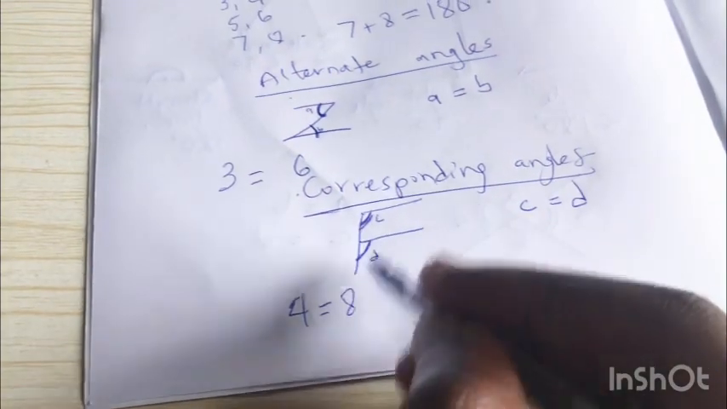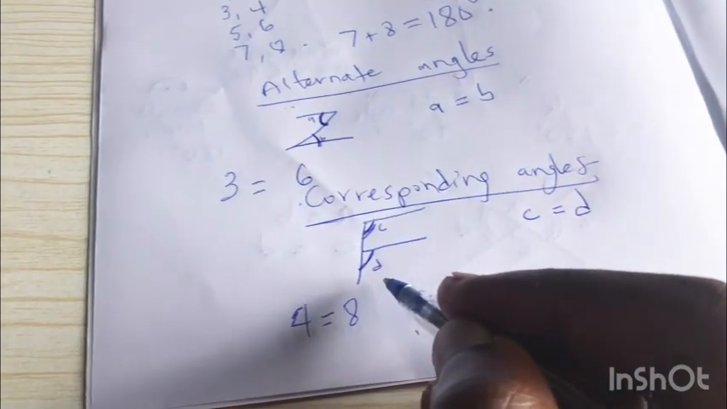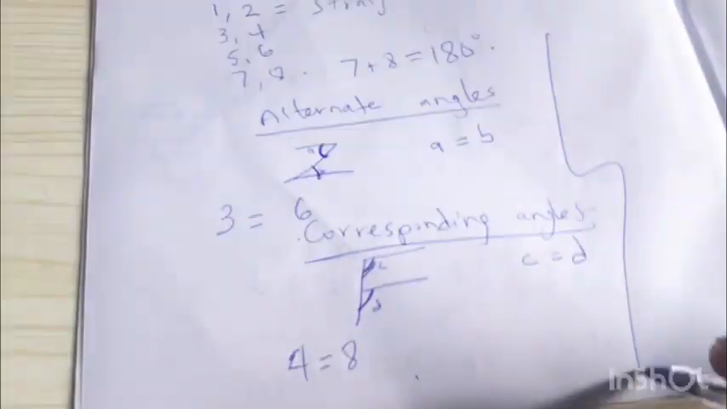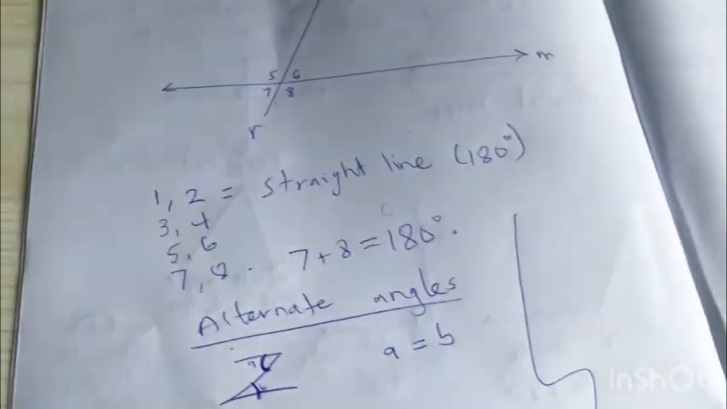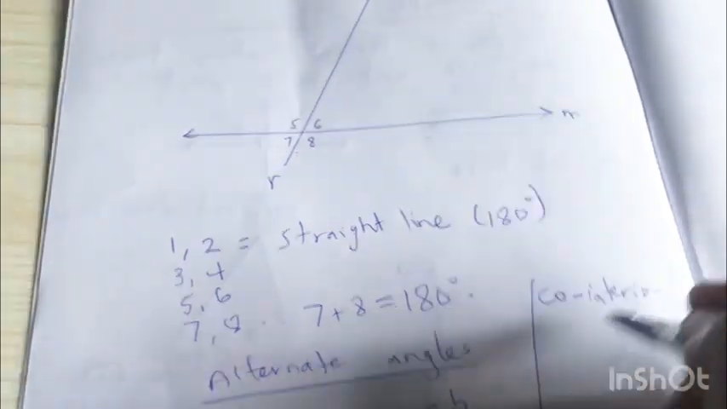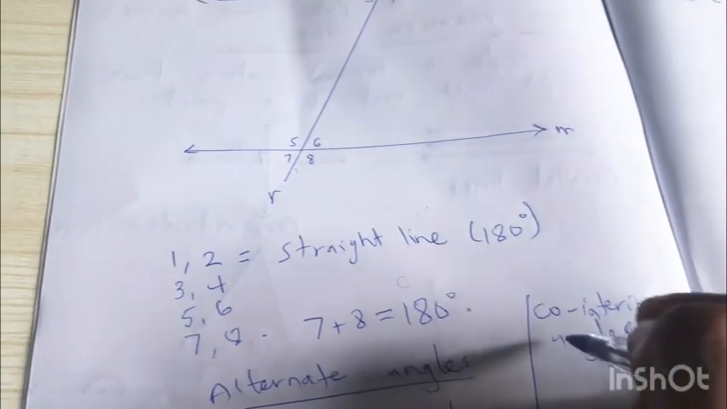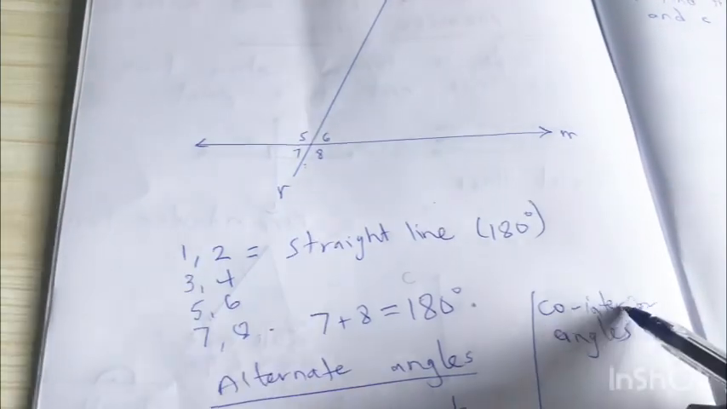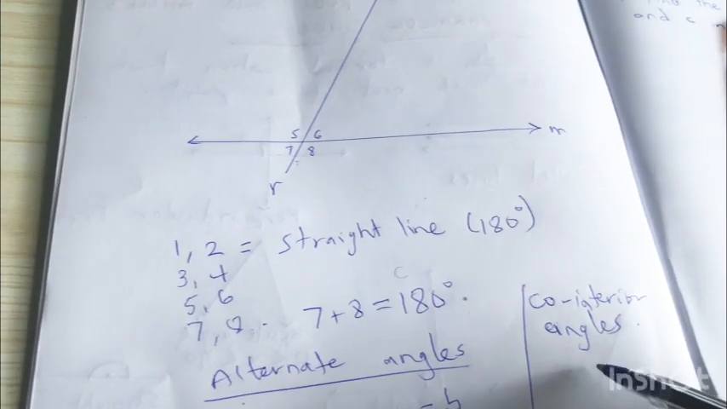And this one is a corresponding angle. Okay, I left one. Let me add it. We have another one called co-interior angles. As the name implies, co-interior. So inside the F, I've seen it.